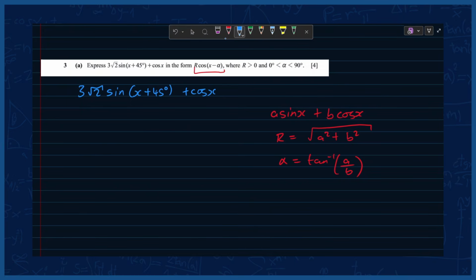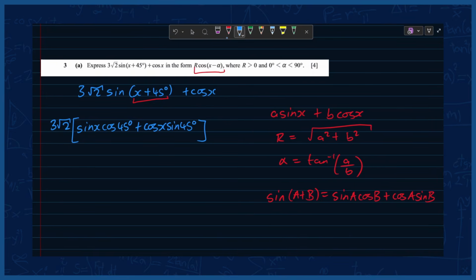So I can see that I've got a compound angle here, x plus 45 degrees, so I need to expand that compound angle. If you go to the MF19, you'll find the compound angle formula for sine. So sine(a plus b) is going to be sine a cos b plus cos a sine b. So that's what we're going to use. So this becomes 3 root 2, and I'll put a big bracket here. Our a is x and our b is 45 degrees. So I've got sine x cos 45 degrees plus cos x sine 45 degrees.